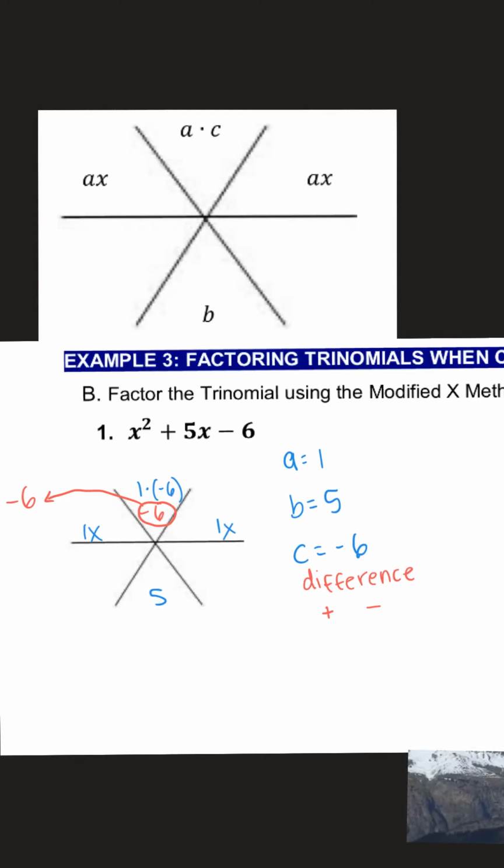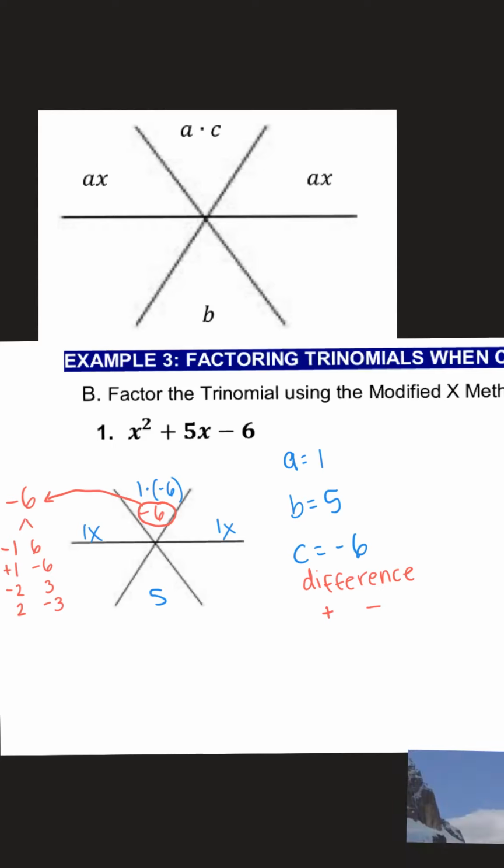So that gives me 1 and 6. So negative 1 and positive 6. We have positive 1 and negative 6. We've got negative 2 and positive 3, or positive 2 and negative 3. And those are all my factors of 6 that will give me negative 6.